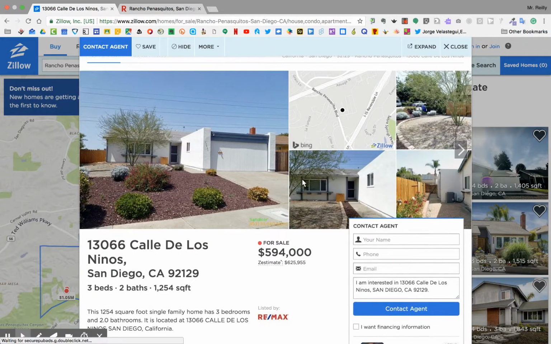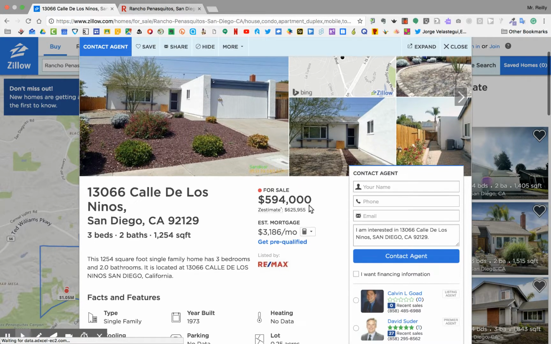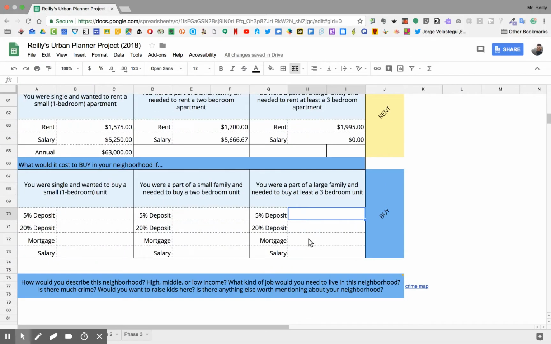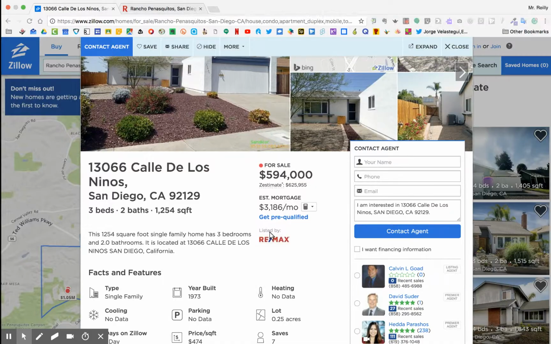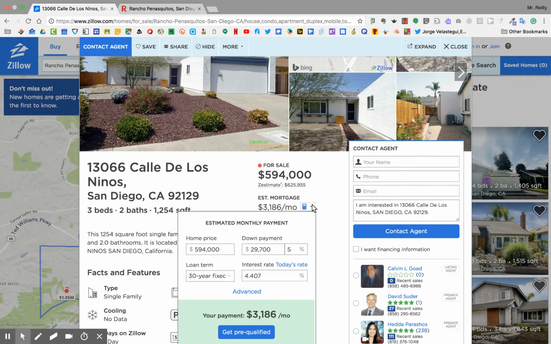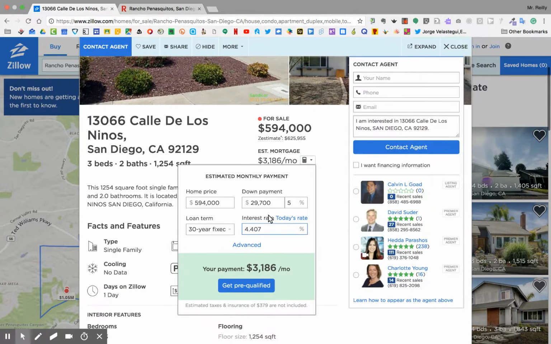Here it is for $594,000. And before I jump right back over here and do any of my math on 5% or anything like that, Zillow is really cool because it actually gives you a calculator right inside of it. So you can see here, it's got the sale price, it's got the estimated mortgage, that's your monthly payment to the bank. And when you click on the calculator, it gives you a few options that you can fill in here.